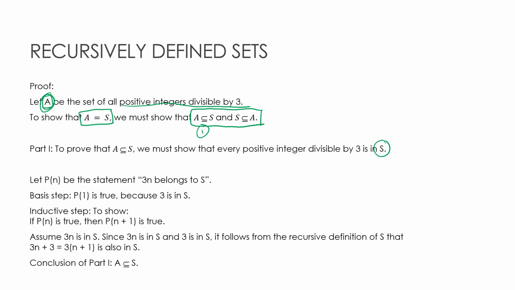Remember, induction starts with a basis step, and the basis step says that the very first value in the set is true. So we're going to let our statement, P(n), be the statement that 3n belongs to S, which is just a fancy way of saying that all of our numbers are divisible by 3. The basis step is the very first element, P(1), which is true because P(1) says 3 times 1, which is 3, belongs to S. Do we already know 3 belongs to S? We sure do, because that was our basis in our recursive definition.